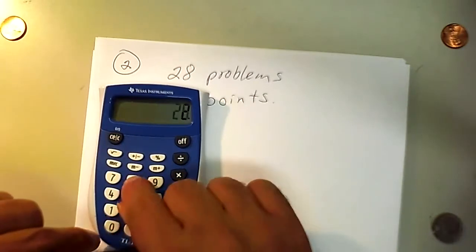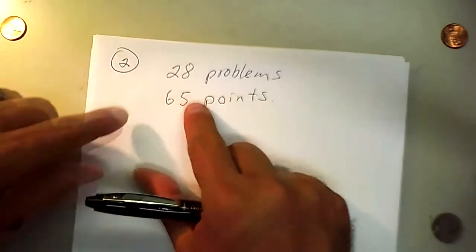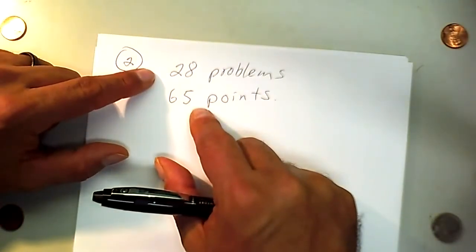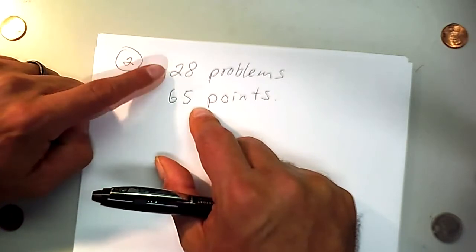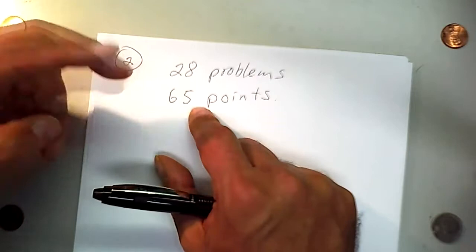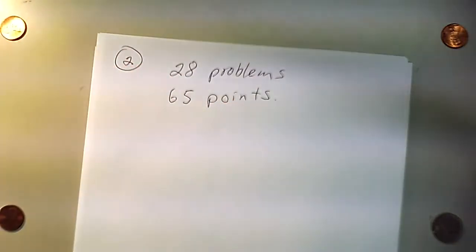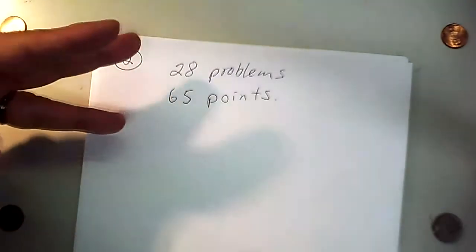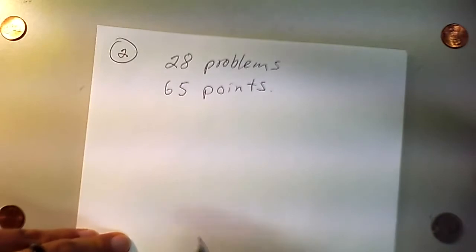28 times 3, 84, yep, 84. So that means that's too much. So I cannot make each one of those problems 2 points, too little. 1 point is even less. 3 points is too much. So let's say we want some problems to be 2 points and some problems to be 3 points. So which one of each do we have?